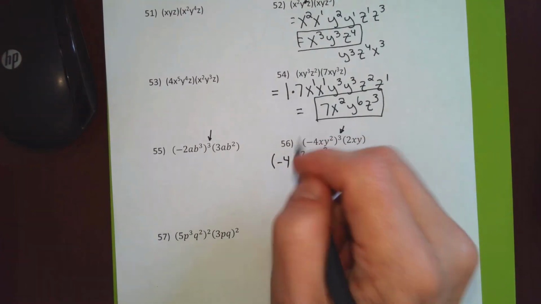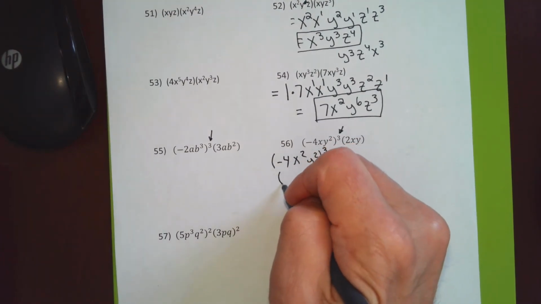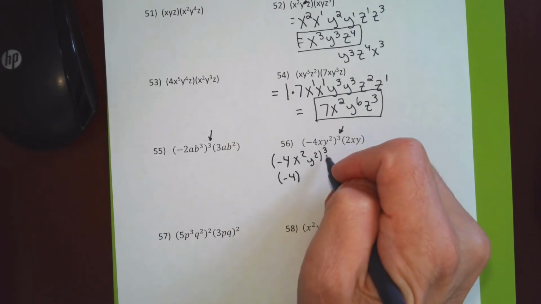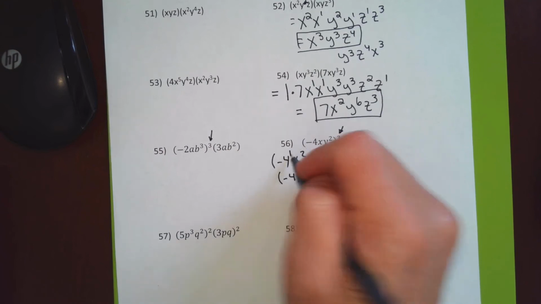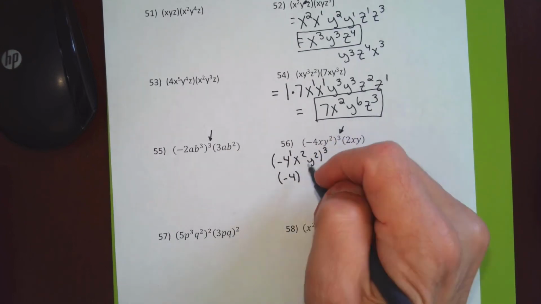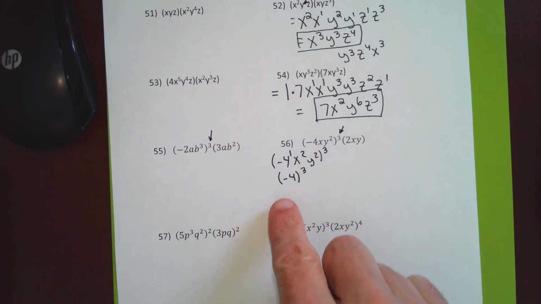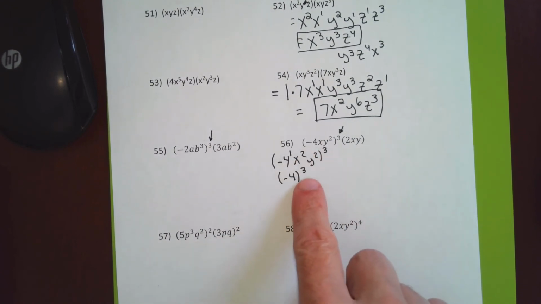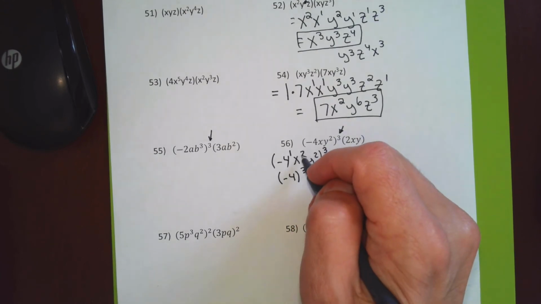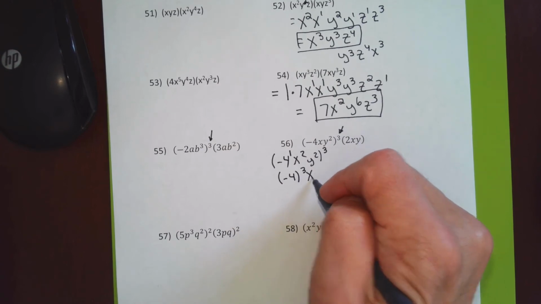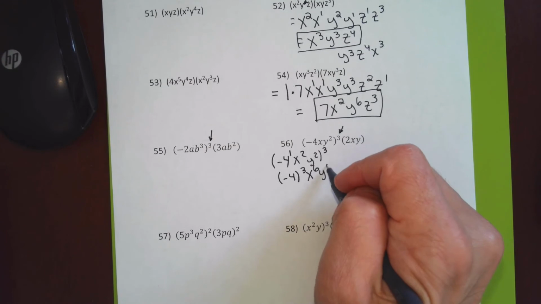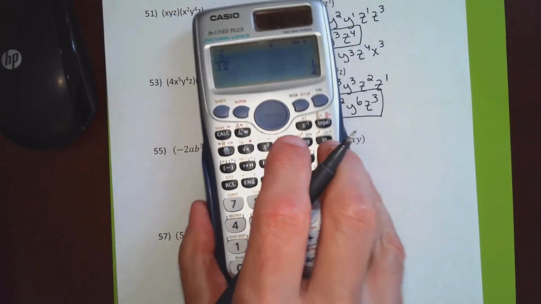To deal with this parentheses, I'm going to leave the negative 4 in a parentheses. It doesn't have an exponent. I'm going to use rule 3. I'm going to multiply its exponent of 1 times that 3 and get a 3. When I'm using the rule 3, any number or letter that doesn't have an exponent, I just attach the exponent rather than showing the times the 1. The x has an exponent of 2. I'm going to multiply 2 times 3 and get 6. The y has an exponent of 2. I'm going to multiply the 2 times 3 and get 6.